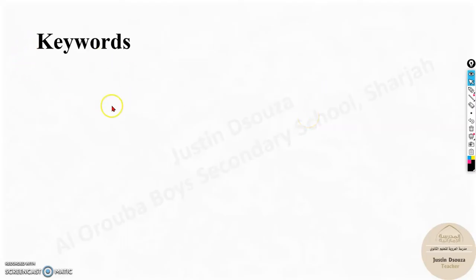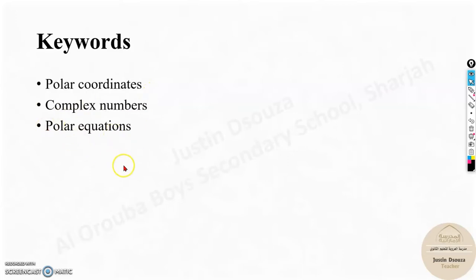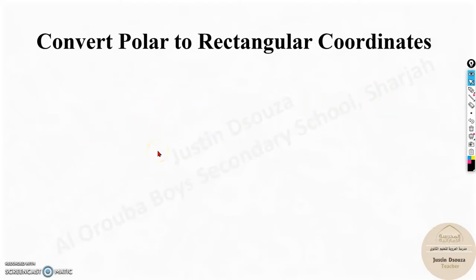Now, the keywords in this lesson are polar coordinates, complex numbers, and polar equations. You've already come across these words, and you will be more thorough as we go through the lesson. The first topic, let's directly jump into it, is to convert polar to rectangular coordinates.